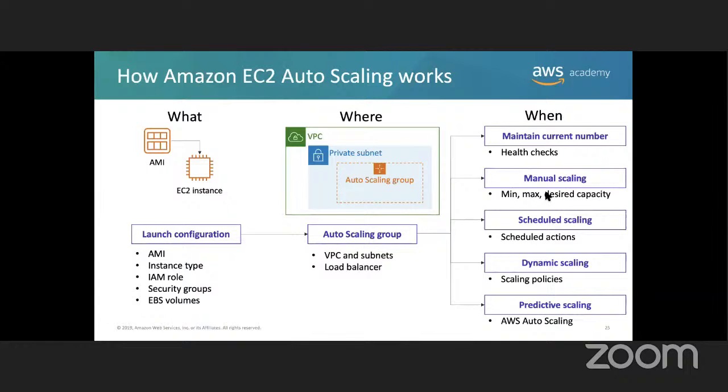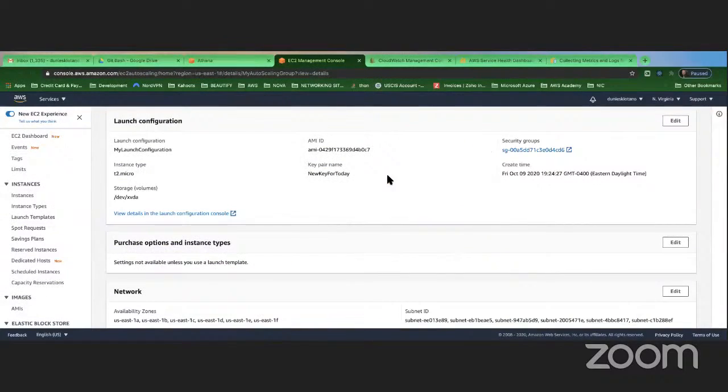Manual scaling, minimum, max, desired capacity. Scheduled scaling, scheduled actions. Scaling policies, dynamic scaling. Predictive scaling, auto scaling. So all of this you can do with auto scaling. All of these things. Okay?